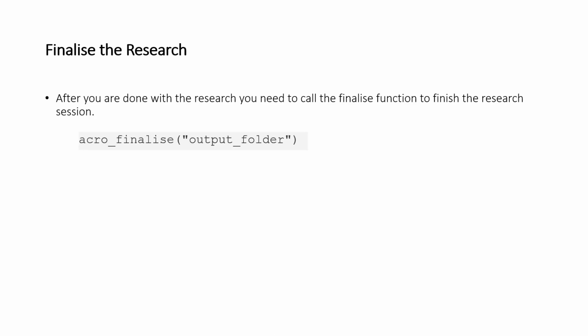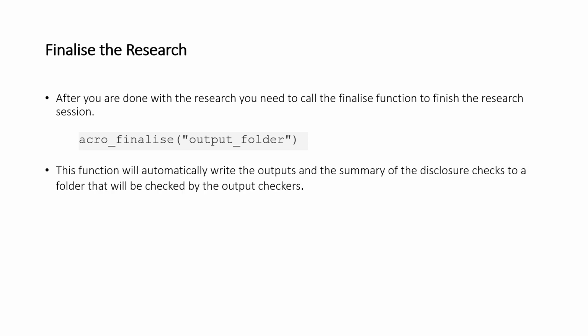After you are done and happy with the outputs, you should call the finalize function. To call this function, you should pass the directory name and the format of the output, which could be either JSON or Excel. The default is JSON. By calling this function, you don't need to manually organize your results in a folder, as this function writes the outputs and the summary of the disclosure checks to a folder that contains everything the output checkers need to make the decision.